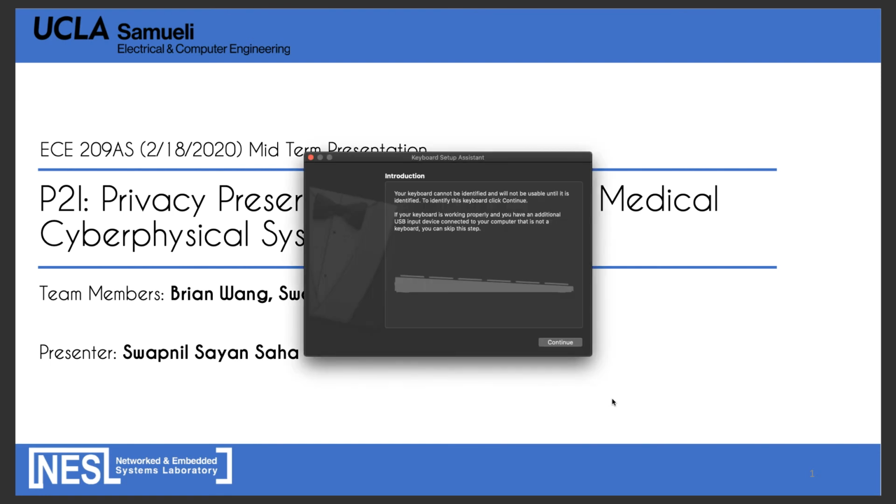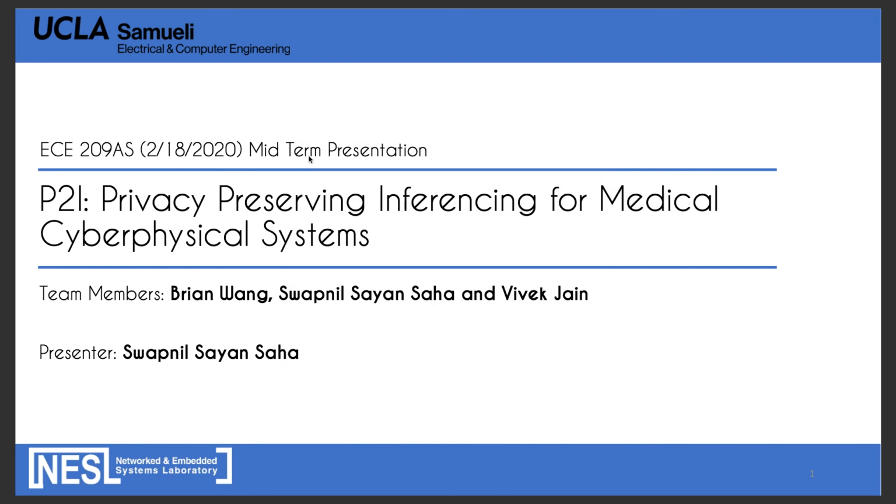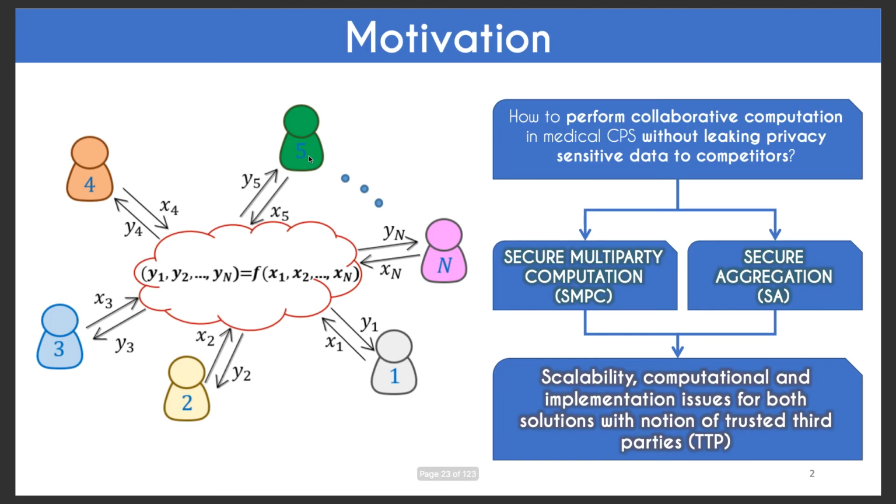Okay, hello everyone. The title of our presentation is P2I, Privacy Preserving Inferencing for Medical Cyber Physical Systems. Private data, in particular medical data, entails a lot of utility. However, this also includes a lot of privacy concerns.